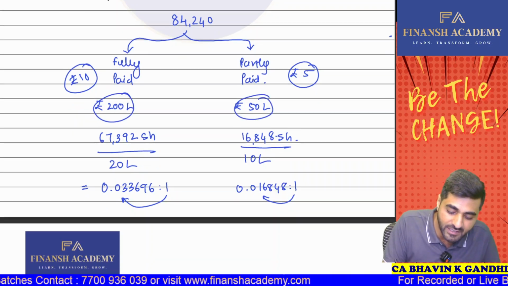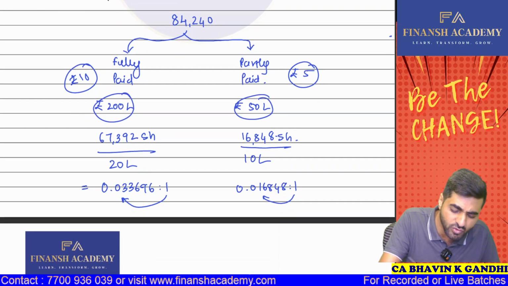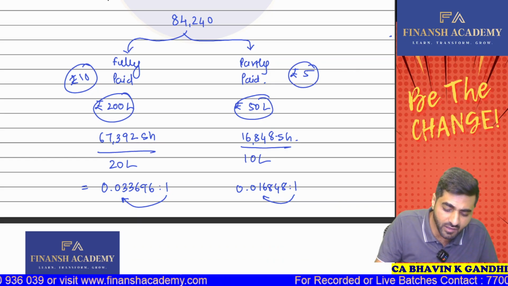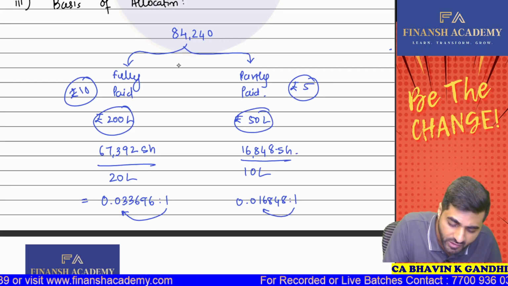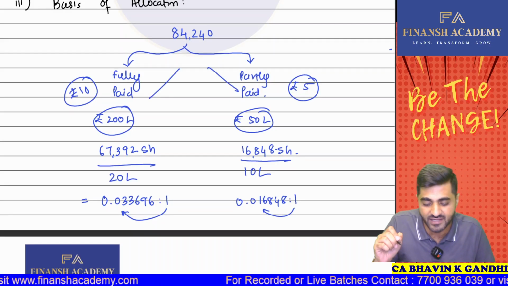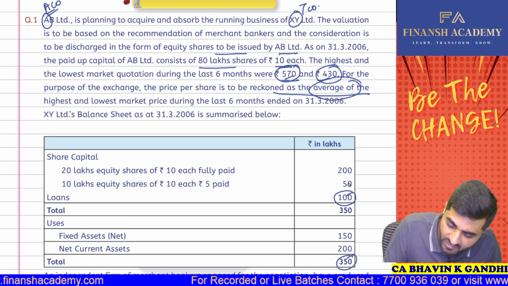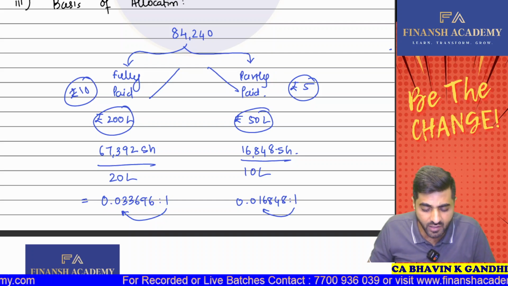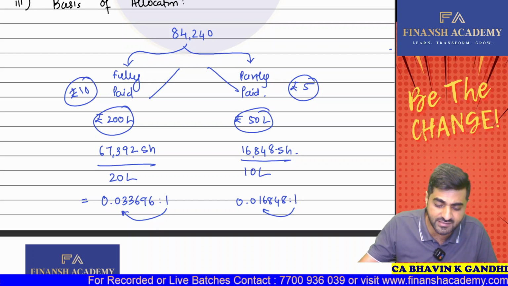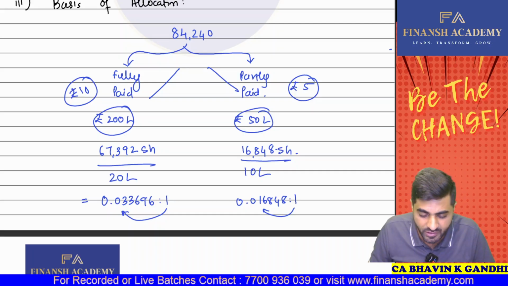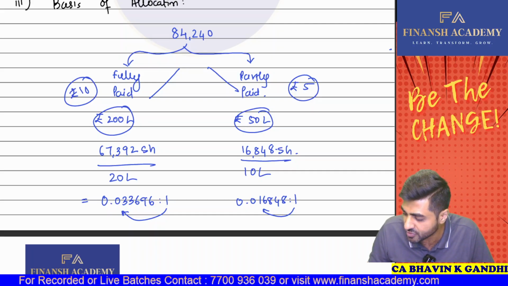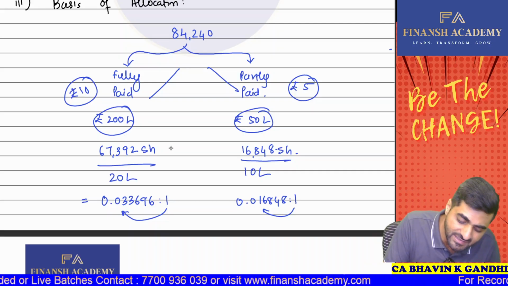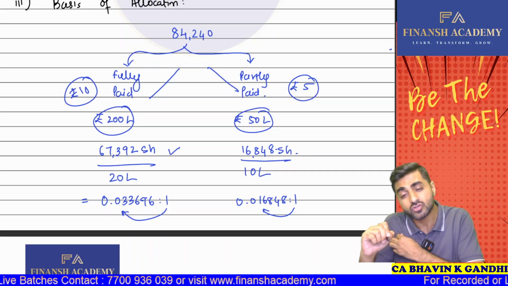Now in this particular case, as you can check, we have the bifurcation based on 200 lakhs and 50 lakhs, which is the total amount being paid, given here as 250. So if you take your calculator, 84,240 is the number of shares which are supposed to be distributed. If we divide that by 250 and multiply by 200, you will get 67,392 shares. So these are the shares.